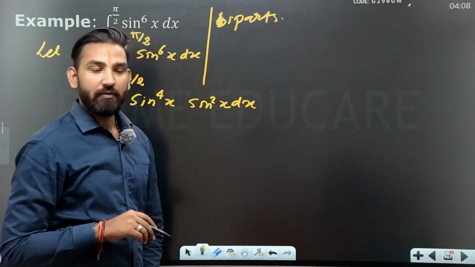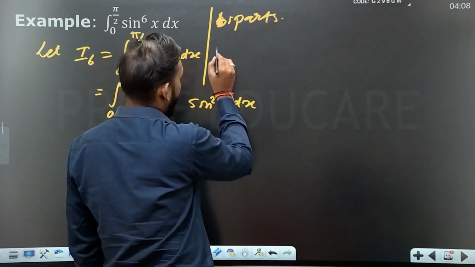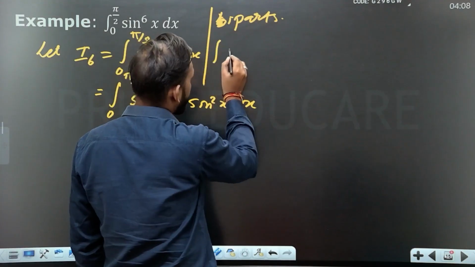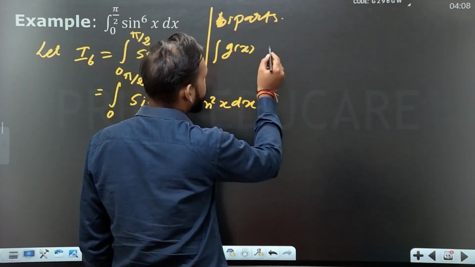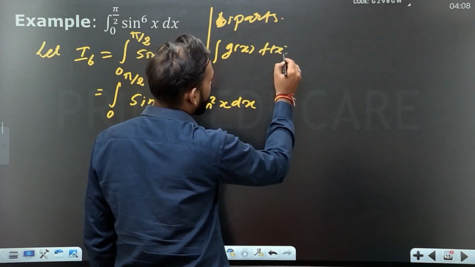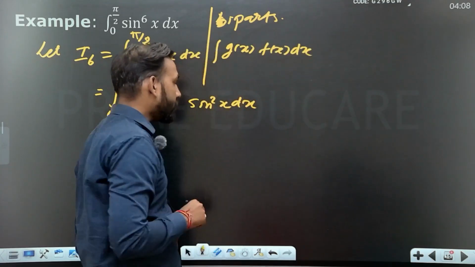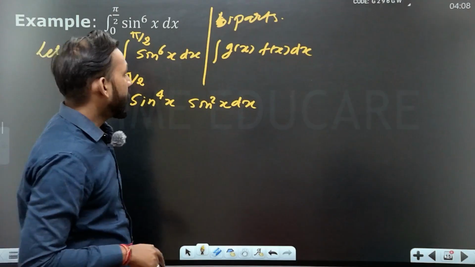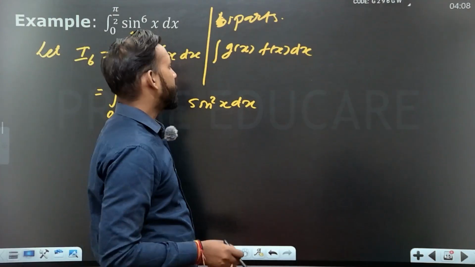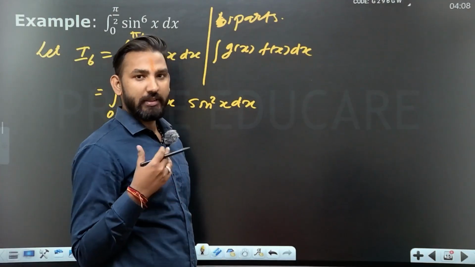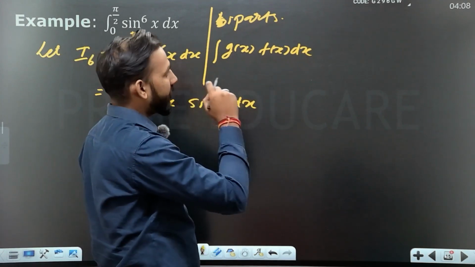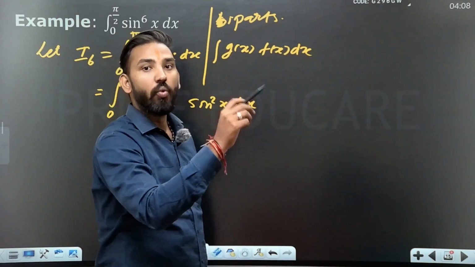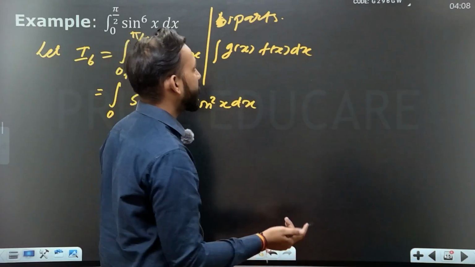And what is integration by parts? If we have any two functions, g of x and f of x, then we have to consider one function as the first function and the other as the second function. And there is a trick to select which function is the first function: ILATE.